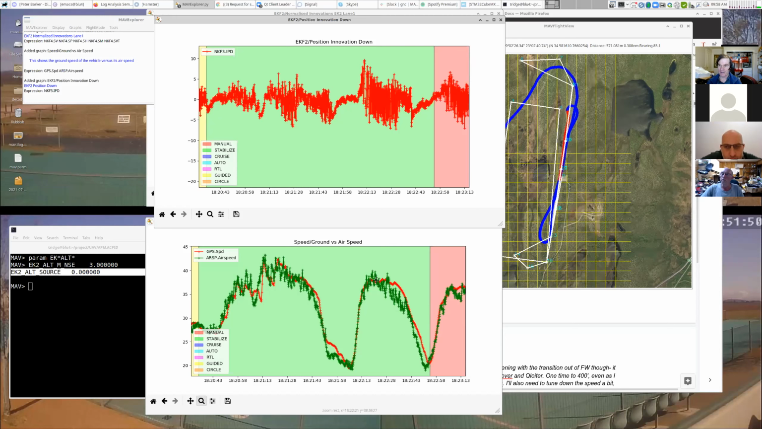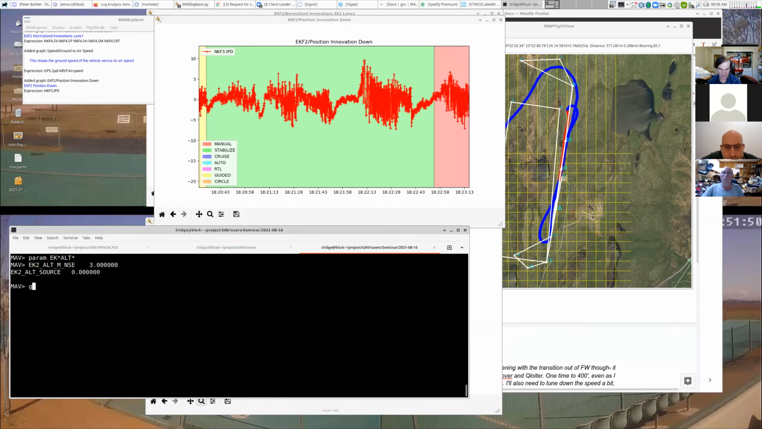37 meters per second is like 110, 120 kilometers an hour, maybe 120, really quite fast. And you can see that as he speeds up here, the innovations get quite high. Now let's have a look at whether the two baros are agreeing.